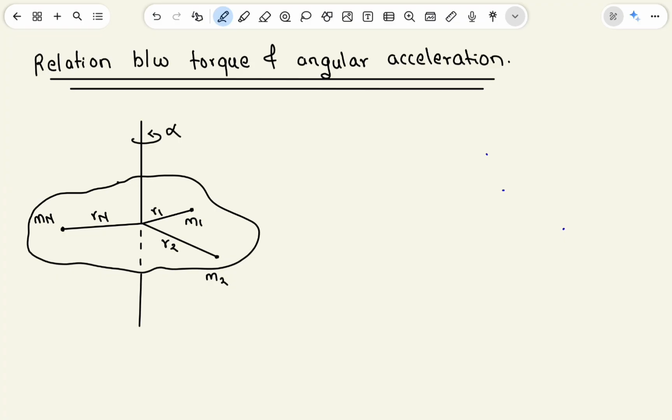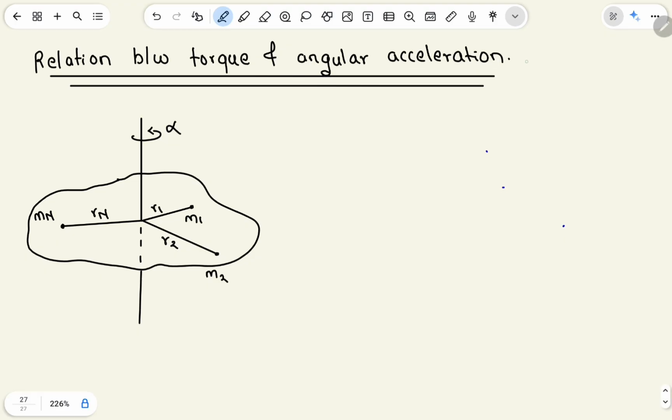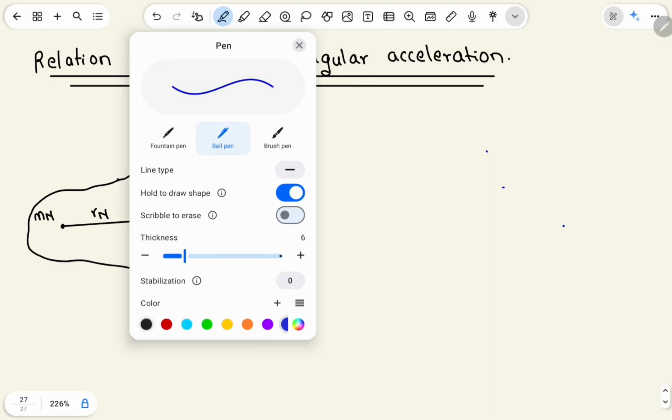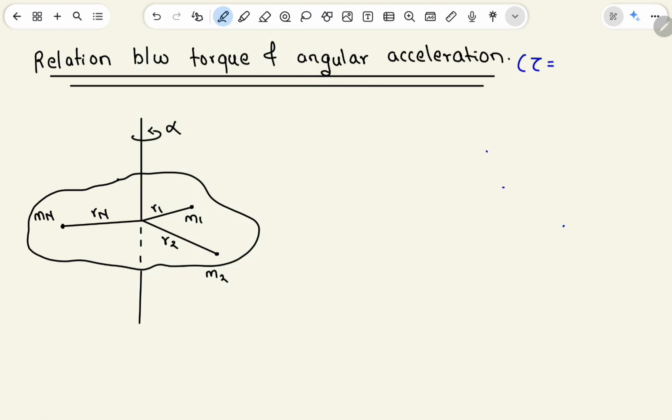The topic that we are going to see today is the relation between the torque and angular acceleration of the rigid rotating body. So basically what we are trying to do today is prove the relation tau is equal to I alpha, where tau is the torque, I is the moment of inertia, and alpha is the angular acceleration. So let's start with the proof of this relation.